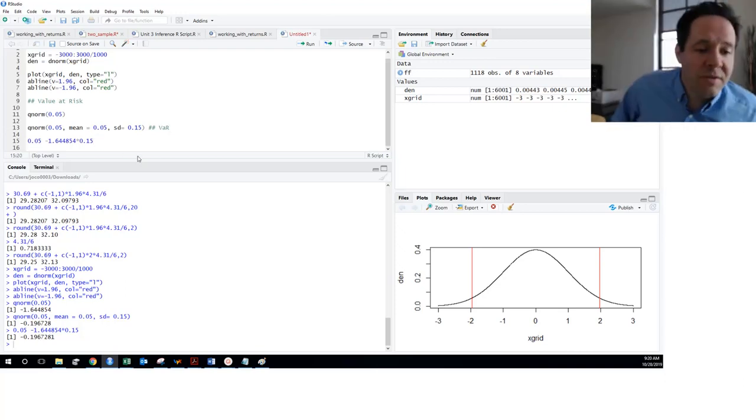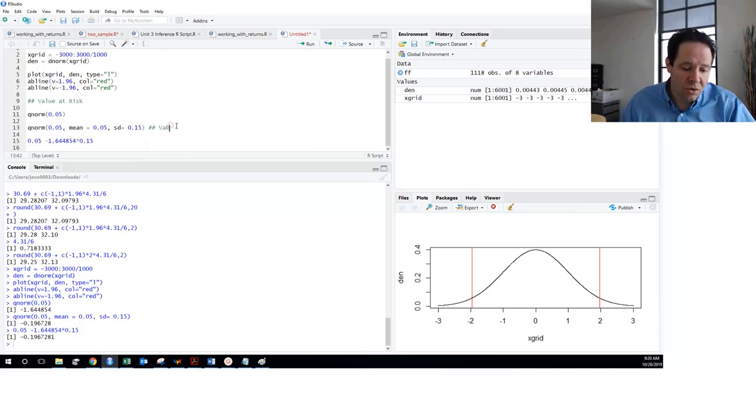So it gives you the value at risk, assuming that the returns are normal. If returns aren't exactly normal, what's going to happen? Well, if returns aren't exactly normal, this is going to have some error. It's not going to be quite exactly right.